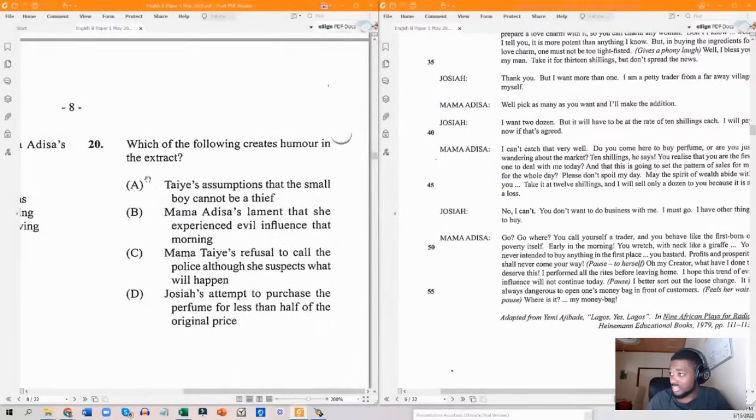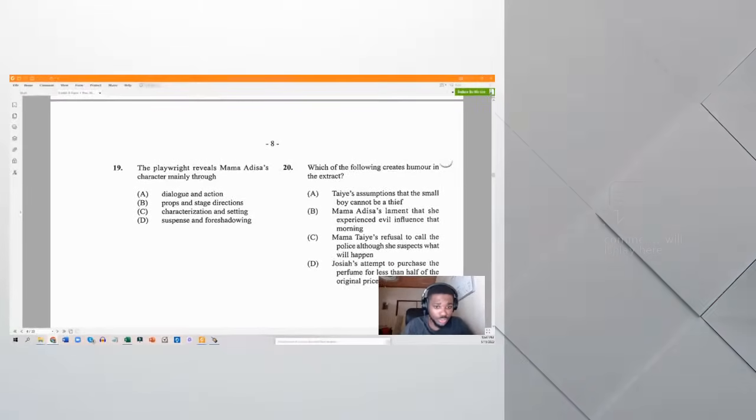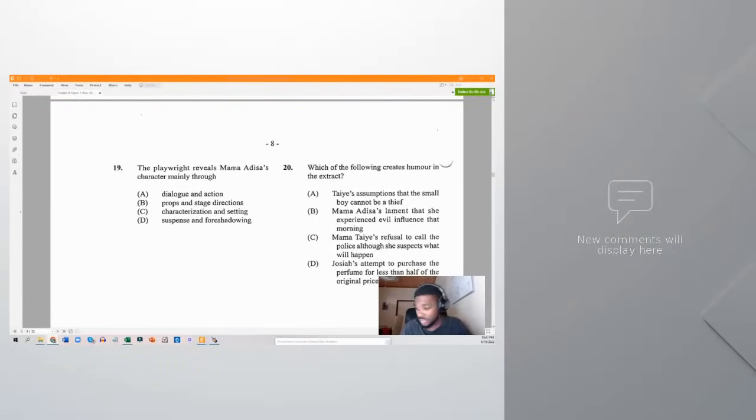20, the last question on this passage. Which of the following creates humor in the extract? Where do we find humor? So now we're at number 20. Please send in your answers for number 20. Where can we find some jokes? Where can we find some humor?